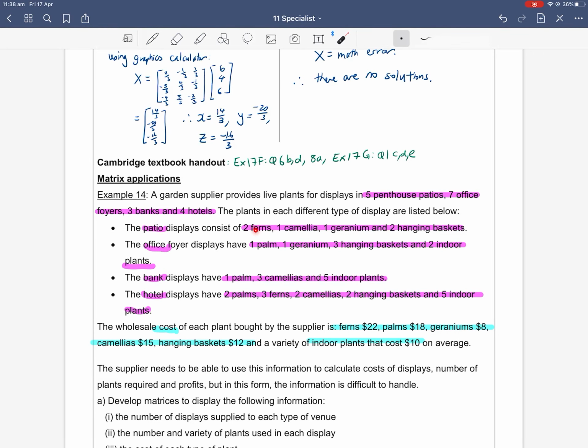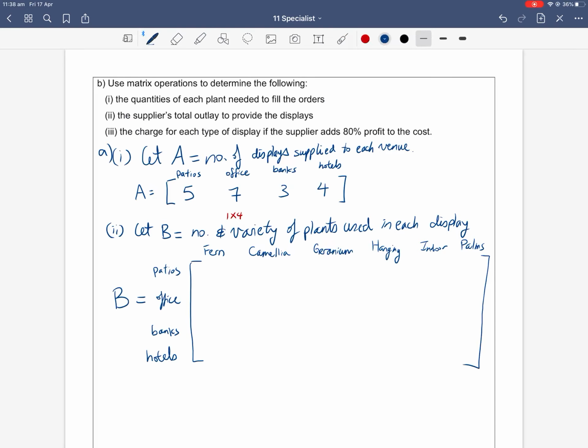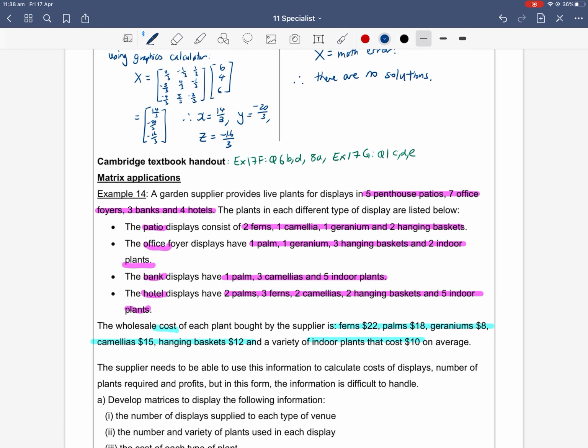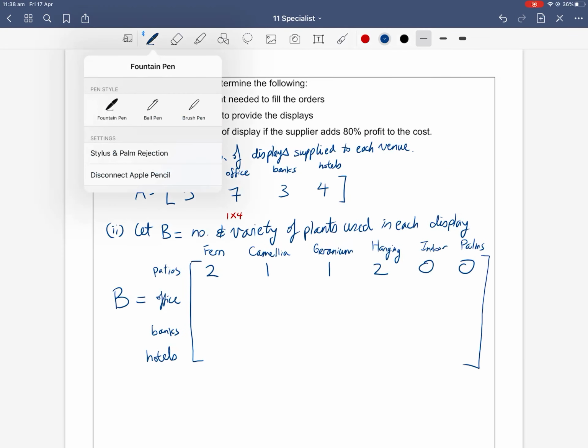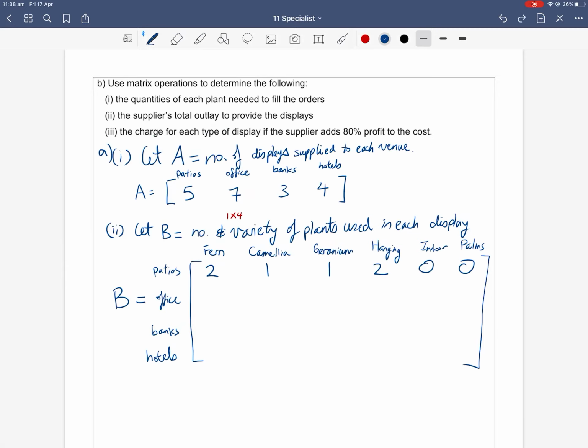Okay, so patios need 2 ferns, 1 camellia, 1 geranium, 2 hanging baskets. So in patios we have 2 ferns, 1 camellia, 1 geranium, 2 hanging baskets, no indoor plants and no palms. In an office we have 1 palm, 1 geranium, 3 hanging and 2 indoor. Okay, so we've got no ferns in the office, no camellias, 1 geranium, 3 hanging, 2 indoor and 1 palm.